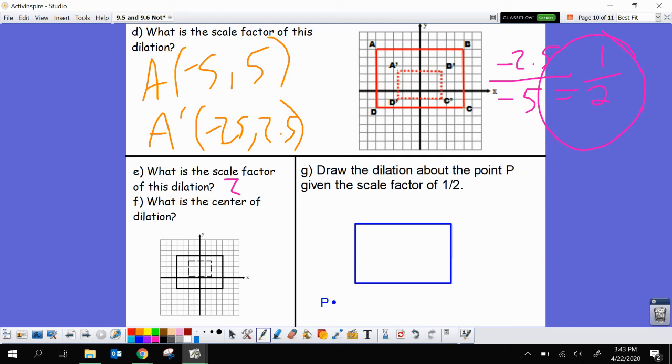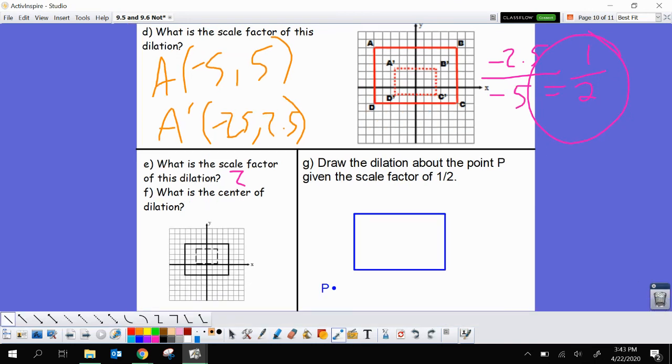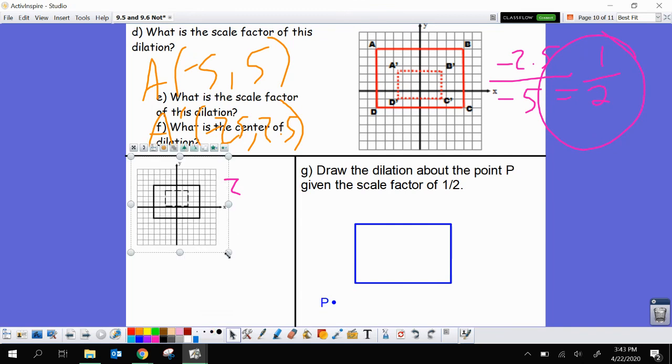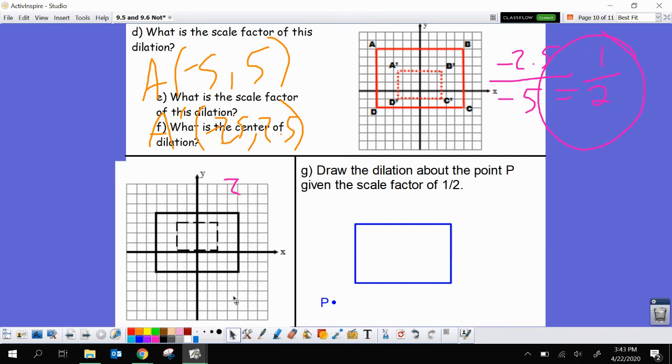And it doesn't tell you what the original is. I'm saying that the dashed rectangle is the original, and then it got bigger. I could say it was 1/2 if I say it the other way around. And then what is the center of dilation? So again, here, this graph is small, and I'm sorry, I guess I could make it bigger real quick. Let me just do that. It'd be easier for me to write on it.